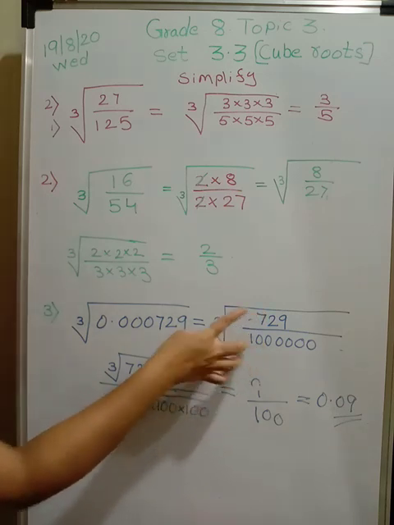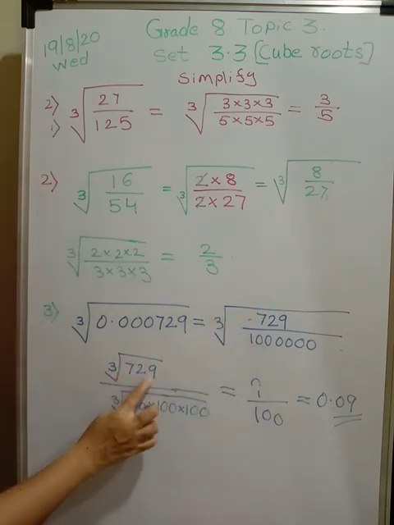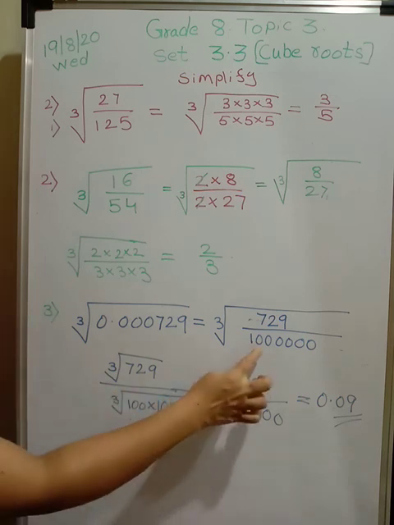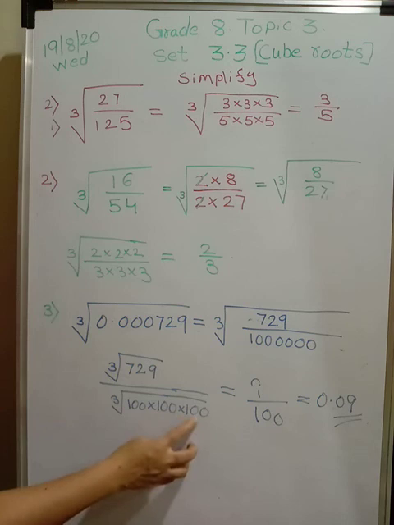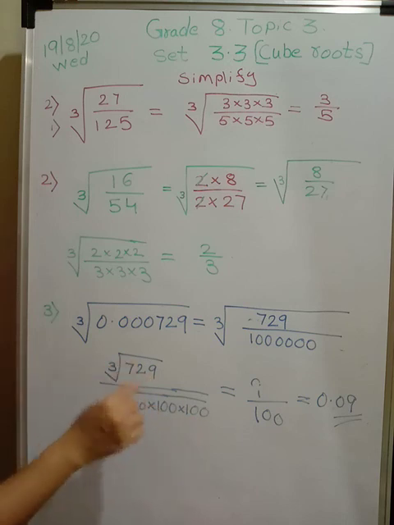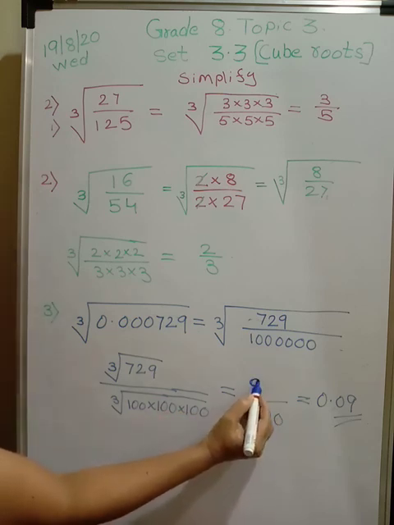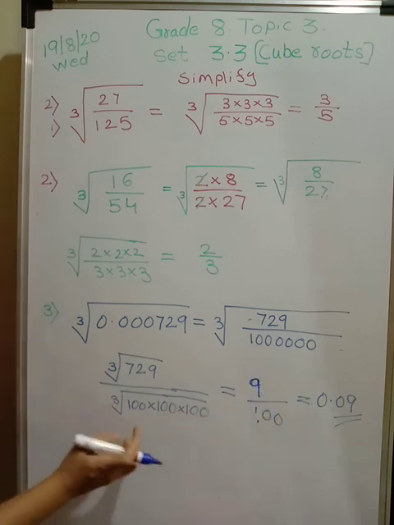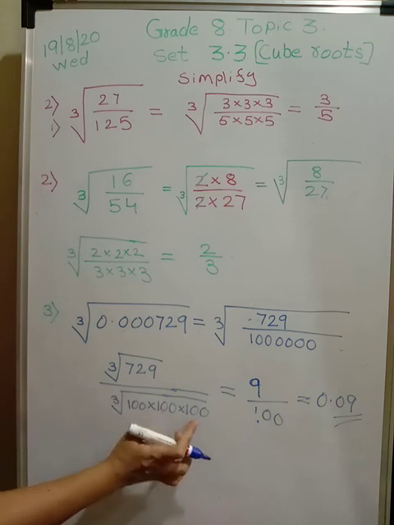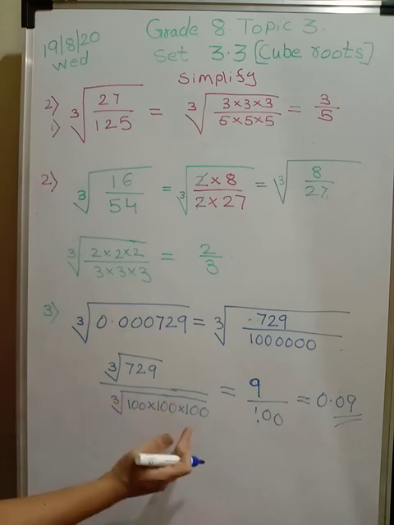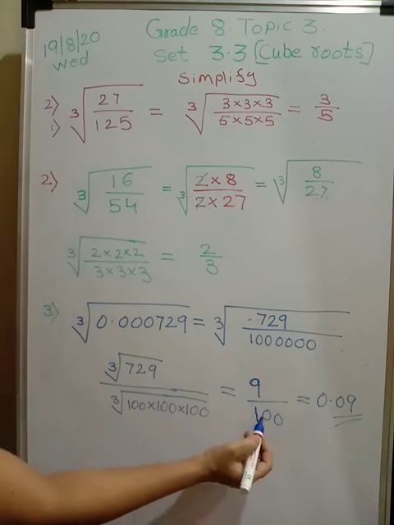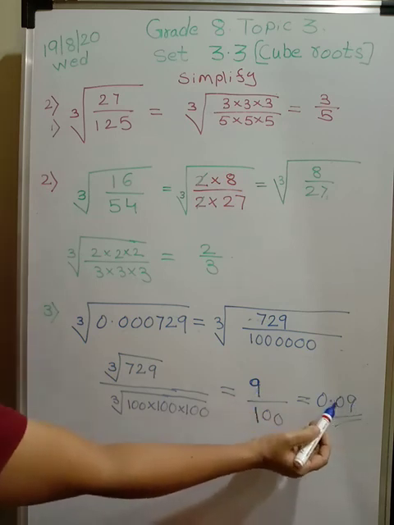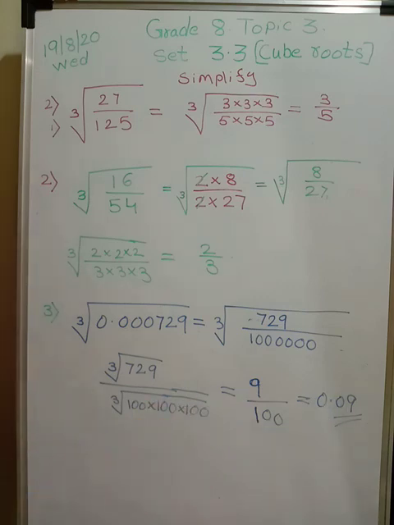Now look, this I can split as cube root of 729 upon cube root of, there are 6 zeros. So I can write this as 100 into 100 into 100. Now cube root of 729, they have given in the textbook, answer of this is 9. So I am writing over here 9. Now cube root of which number is multiplied 3 times? 100 is multiplied. So out of the cube root, I will get only 100 over here. Now 2 zeros are there. So 1 and 2. After 2 numbers, point will be there. So your answer is 0.09.